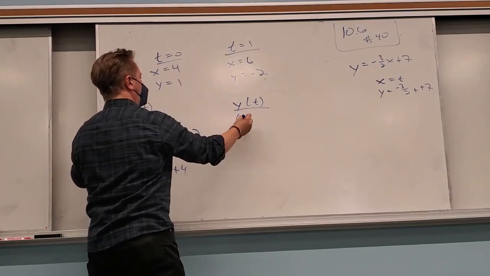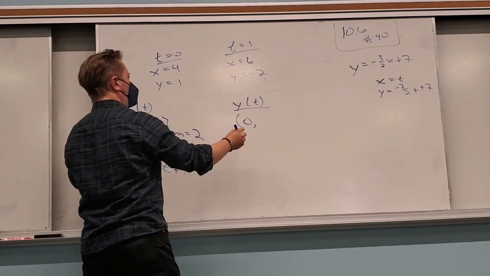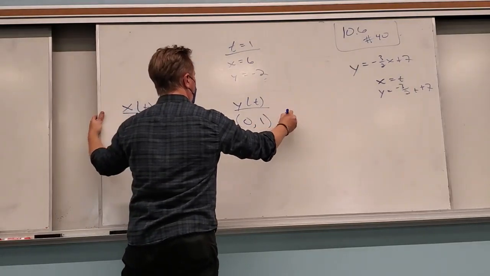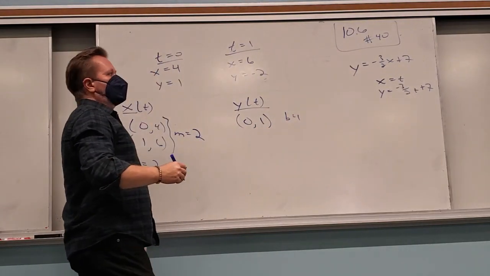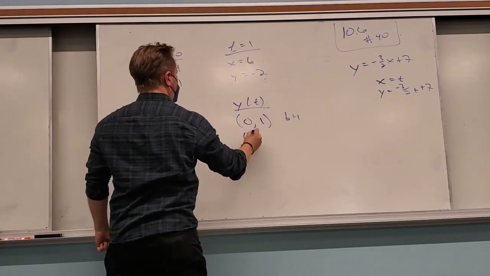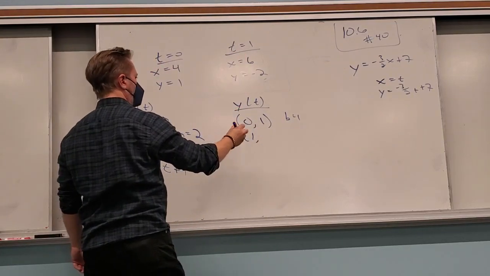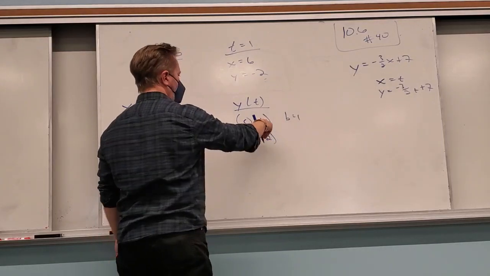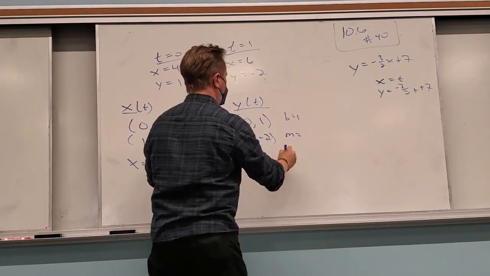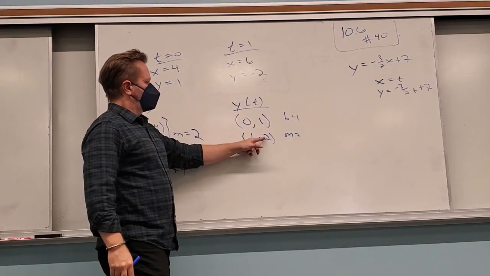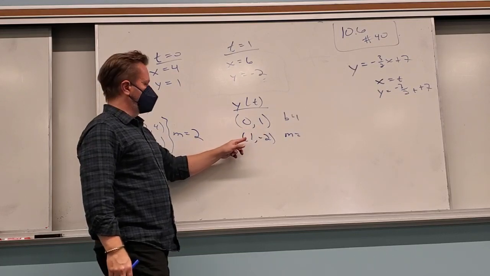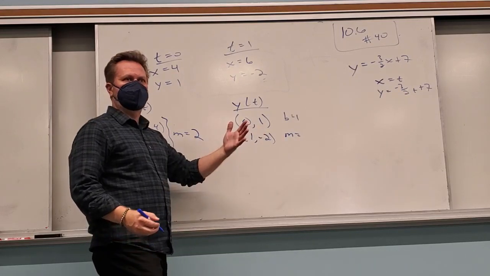When t is 0, what's y? 1. So I already know b is 1. See it? When t is 1, what's y supposed to be? -2. So now I just need to know the slope. What's the slope going to be? -2 minus 1 is -3, divided by 1 minus 0. So the slope is -3.